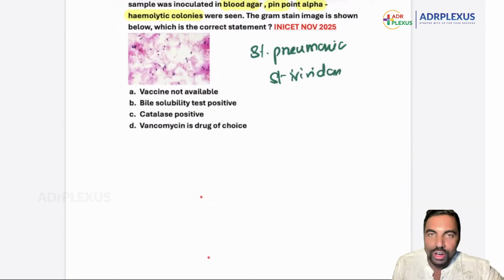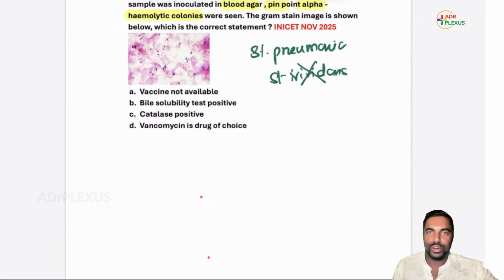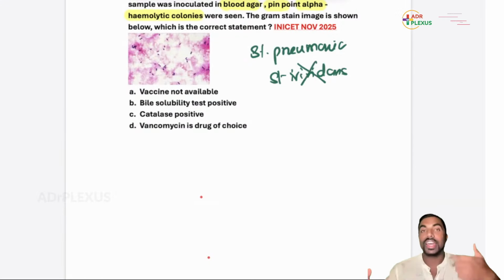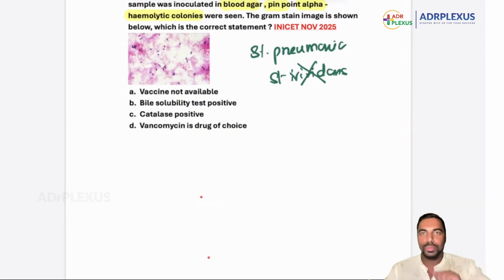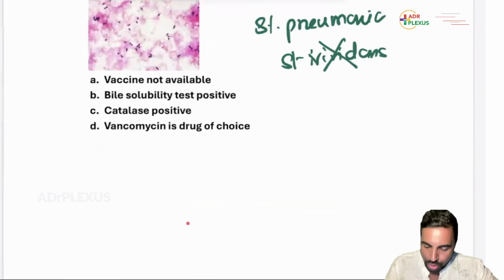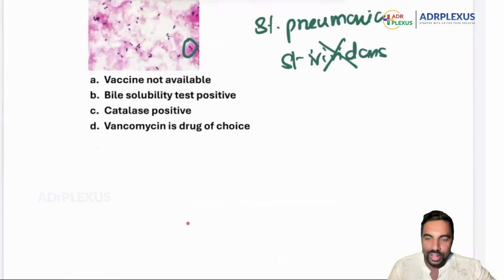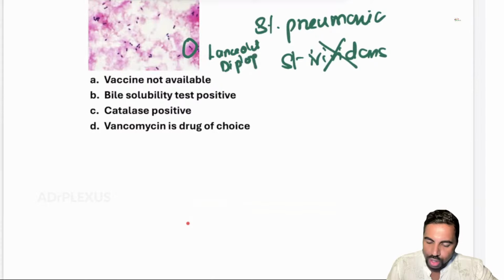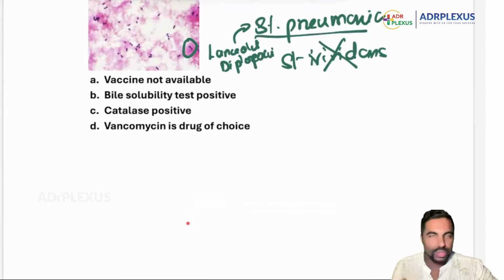Viridans doesn't cause pneumonia. It causes infective endocarditis. We talked about viridans: dental caries, subacute infective endocarditis and prosthetic valve. So it's out. The only thing we have here is Streptococcus pneumoniae. We saw the picture, and there is one more clue. There are diplococci, lanceolate diplococci, given. So this all points to Streptococcus pneumoniae.